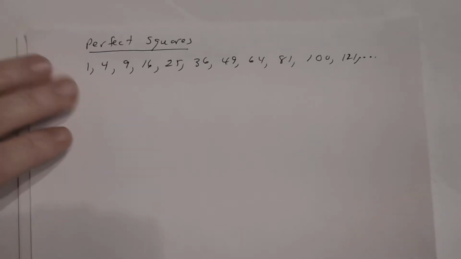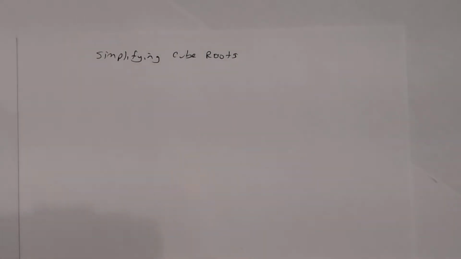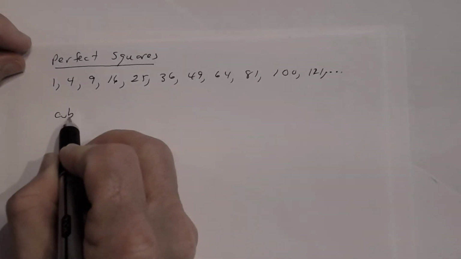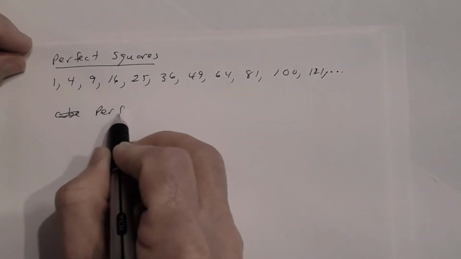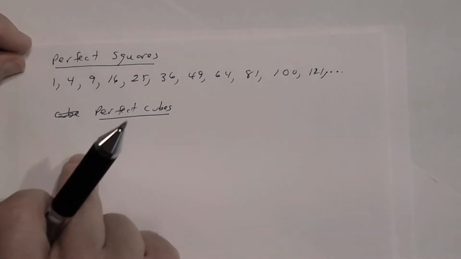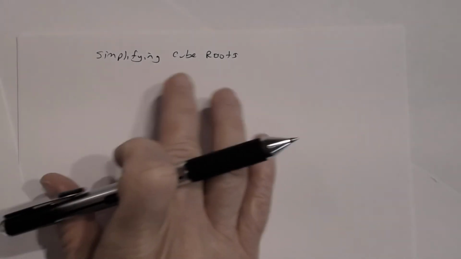Okay, so in this lesson, we're going to look at simplifying cube roots. Now, just like when we were simplifying square roots, we looked at perfect squares. When you are simplifying cube roots, we're going to use the idea of perfect cubes. So let's talk about perfect cubes. We're going to need the idea of perfect cubes to simplify cube roots.